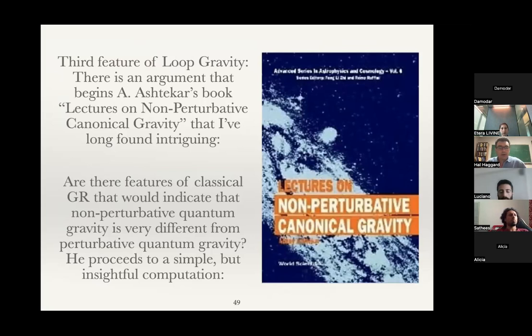So he poses a question that I find really interesting. The question is, are there features of classical general relativity that would indicate that non-perturbative quantum gravity is very different from perturbative quantum gravity? And it's just a toy example that he gives, but I think the toy example is really interesting because it points out to you that, oh, there can be a difference. And maybe perturbation theory could be harder than a non-perturbative approach in some instances.